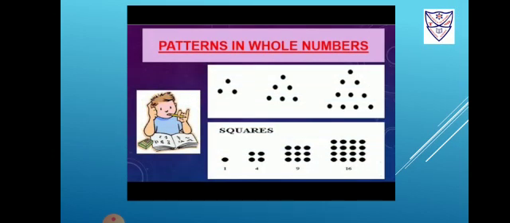Patterns in whole numbers. Students, here you can observe that designs are formed by using which shape? Dot. So here, the first one, you can see by using dots which shape is made? Triangle. How many dots are there? 3 dots are there. For the second pattern, you can see here also which shape is there? Triangle. How many dots are there? 1, 2, 3, 4, 5 and 6. So 6 dots are used and a triangle is made.